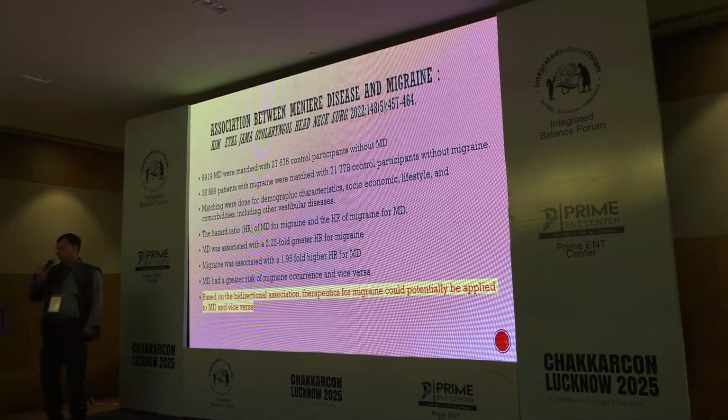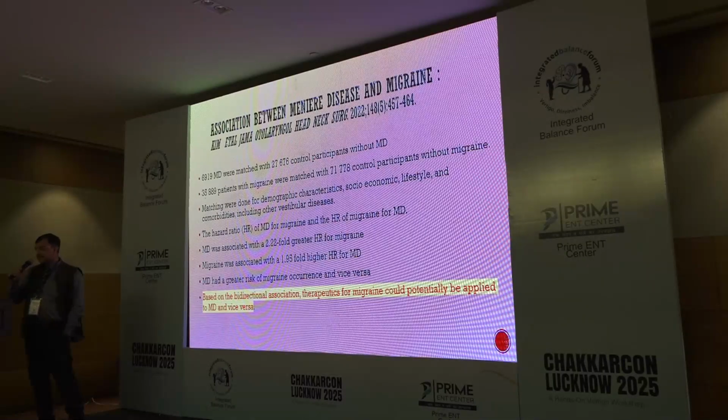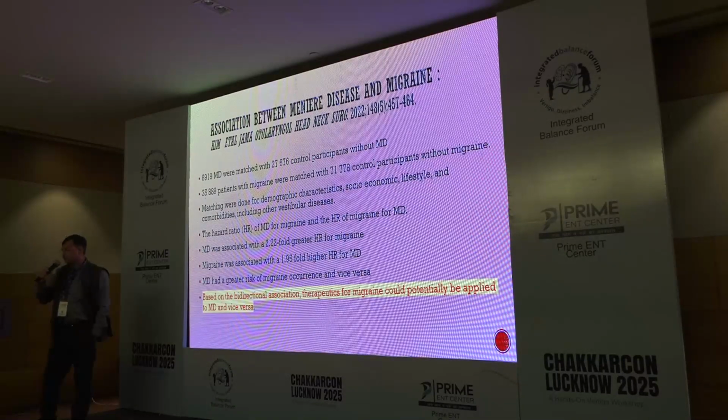In 2022, Kim published the association between Meniere's disease and migraine, in which around 7,000 Meniere's disease patients were matched with around 28,000 control participants without Meniere's. Similarly, around 36,000 patients with migraine were matched with around 72,000 control participants without migraine. Matching was done for the demographic characteristics, socioeconomic characteristics, lifestyle, and comorbidities, including other vestibular disease. A stratified Cox proportional hazards model was used to determine the hazards ratio.